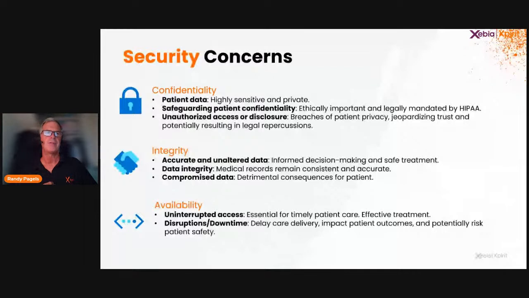Next, I'm going to cover a few security concerns that are out there from an app dev perspective. In healthcare, the convergence of these concerns directly affects patient well-being, data privacy, and the ability to provide quality care. Ensuring confidentiality, integrity, and availability of applications is vital for maintaining trust, protecting patient information, and delivering efficient and safe medical services.